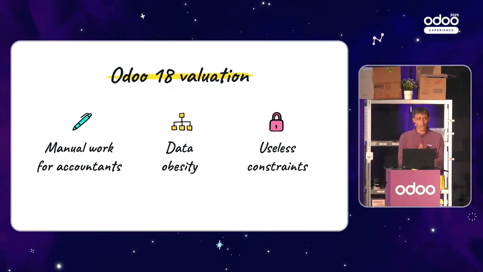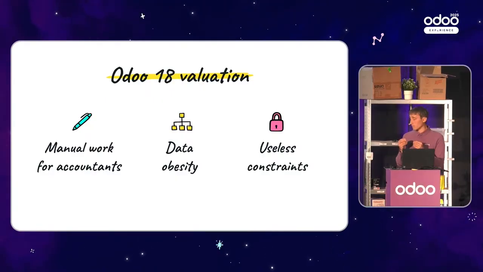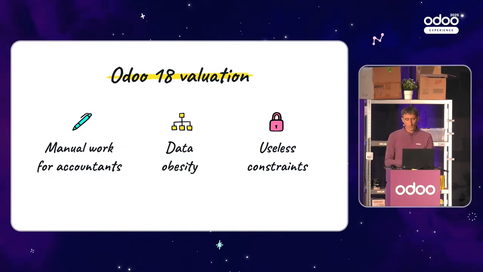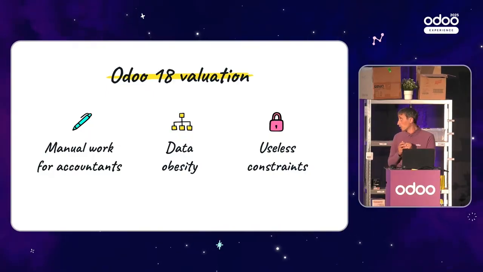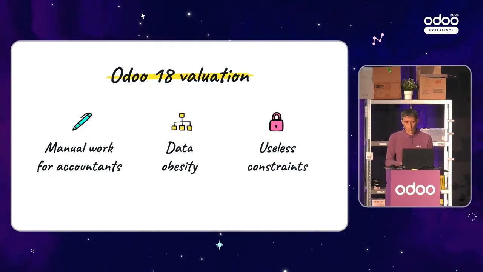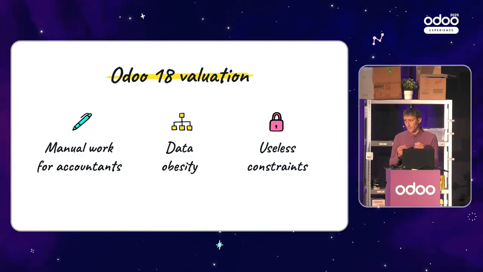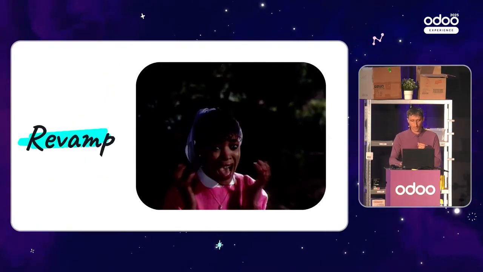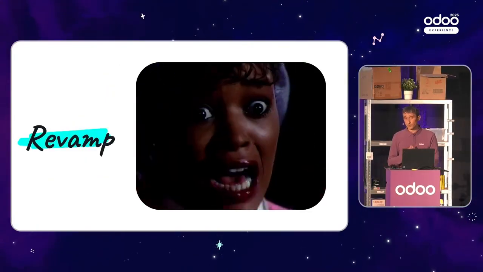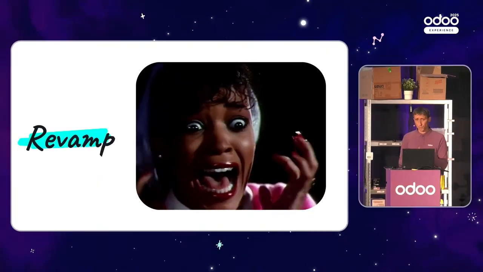Because of manual valuation. Also, there was too much data, because automated inventory valuation was generating too many journal entries and too many journal items. Also, the valuation layers were creating too much data and useless constraints, like not being possible to backdate transfers. So we decided to go for a revamp to cope with these problems.